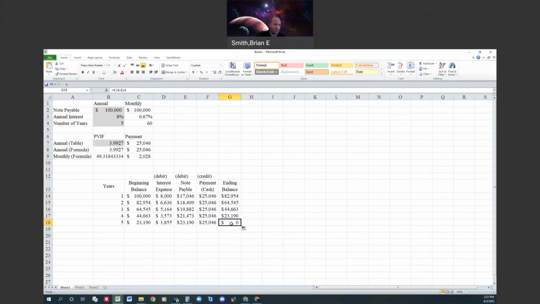Now, in any situation, if you've done this correctly like this, I can ask you any question I want about this. What's the beginning balance in year 3? 64,545. What is the journal entry in year 4? Well, we're going to debit interest expense. We're going to debit that in year 4 for 3,573. We're going to debit note payable for 21,473, and we're going to credit cash for 25,046. Really simple, because all you're doing is just pulling these 3 numbers from everything we're doing for journal entries, okay?